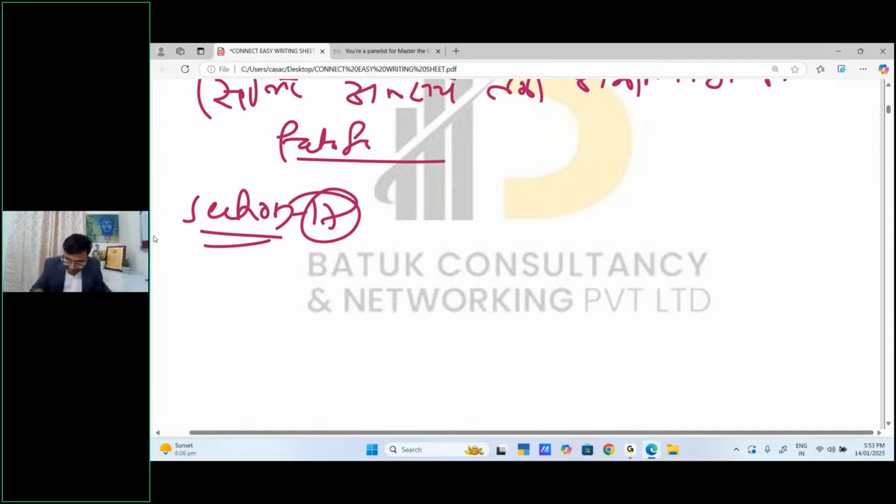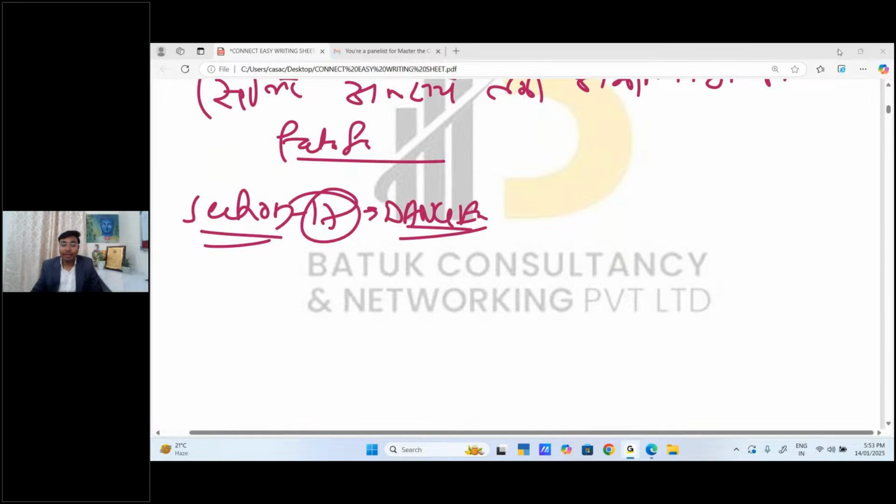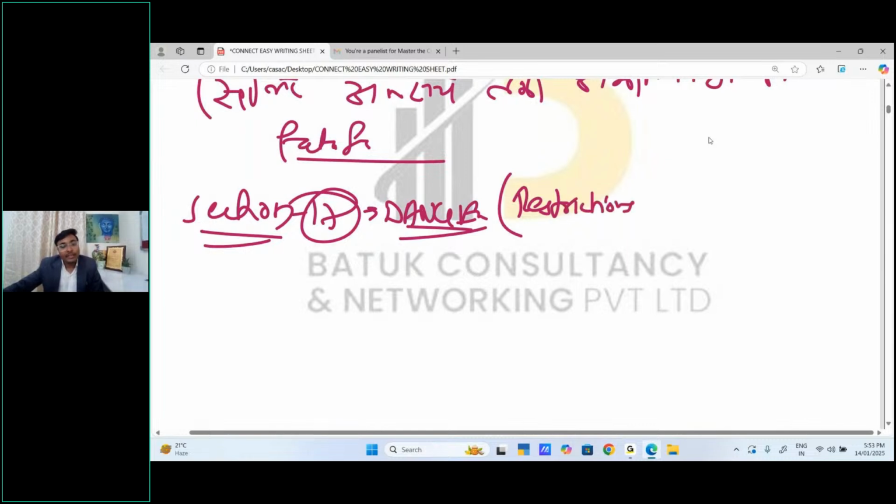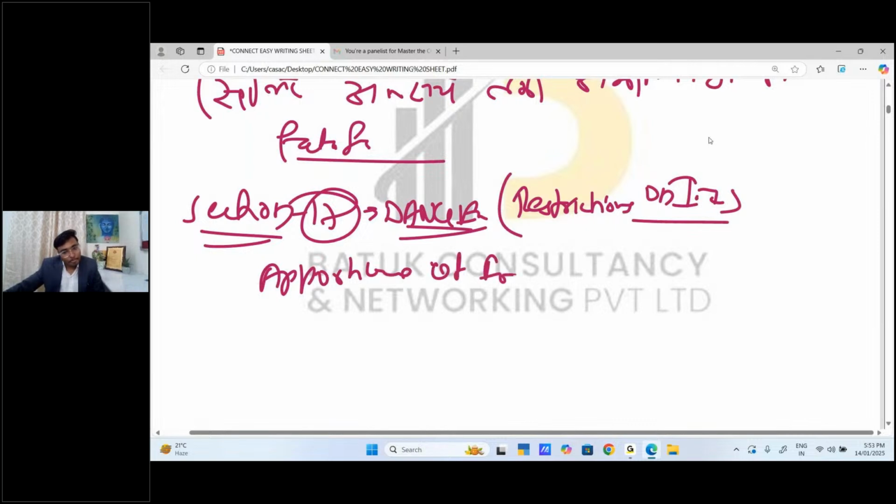Now, section number 17, 17 is related to something danger. You can say satra khatra. Whenever there will be a restriction on input tax credit, that will be my section number 17 danger zone. And this section is related to restrictions on ITC, or you can say apportionment of input tax credit. Section number 17, 17 खतरा. 17 danger zone, that is restrictions on input tax credit.